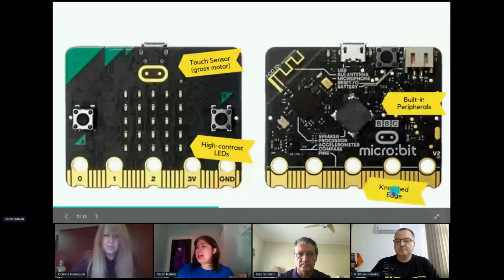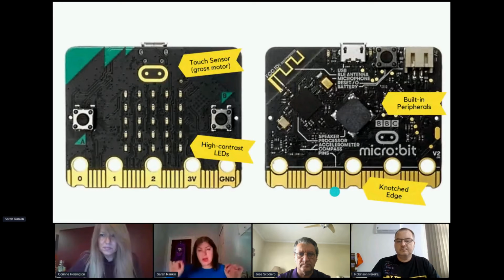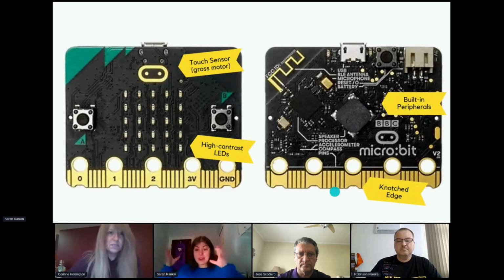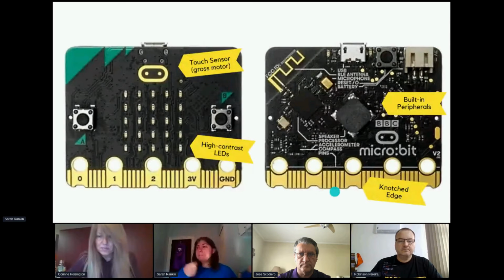The notched edges, this is a new thing in the V2, having those notches along the bottom. While yes, it was fantastic for getting those gator clips a little bit more secure, another way of thinking about it is that it becomes a tactile piece for students, again, low vision or who are beginning coders, if they want to be able to use that edge to feel their way to find the pins instead of what was traditionally a flat edge. Now they can use those notches to guide their way.